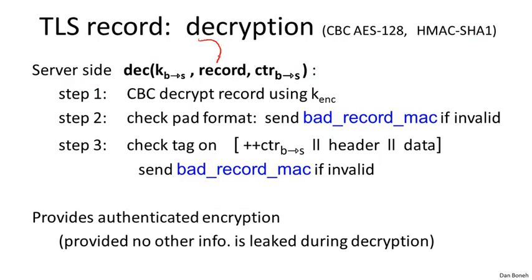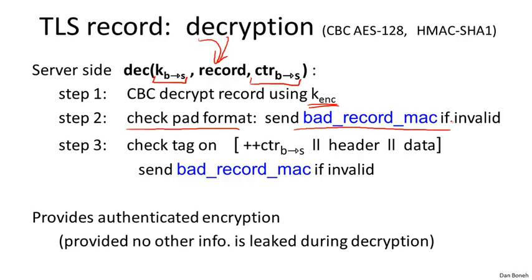So here comes an incoming encrypted record. The server is going to use its own key that corresponds to data from browser to server, and its own browser-to-server counter. The first thing it does is decrypt the record using the encryption key. After decryption, it checks the format of the pad. If the pad length is 5 bytes, it checks that it really is 55555. If it's not, it sends a bad record MAC alert message and terminates the connection, so that a new session key would have to be negotiated if more records need to be sent.